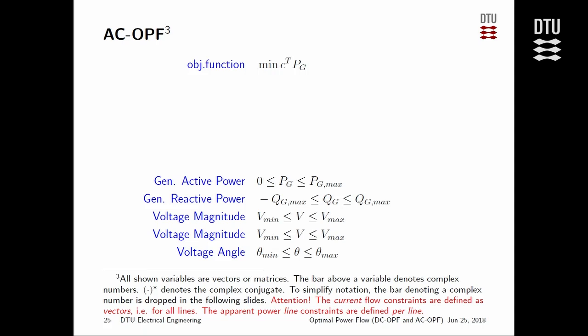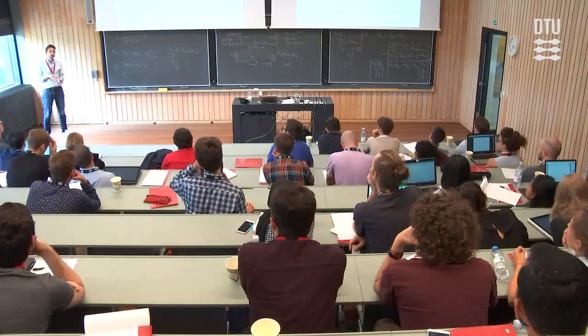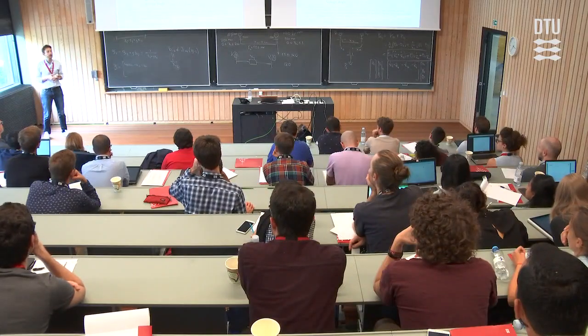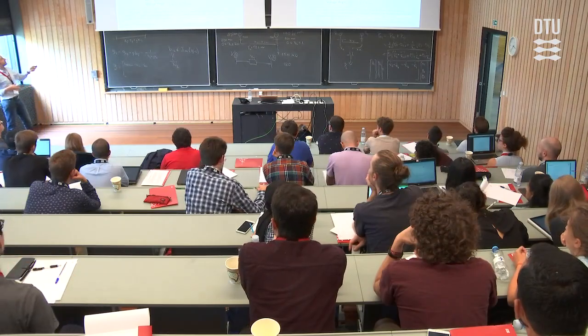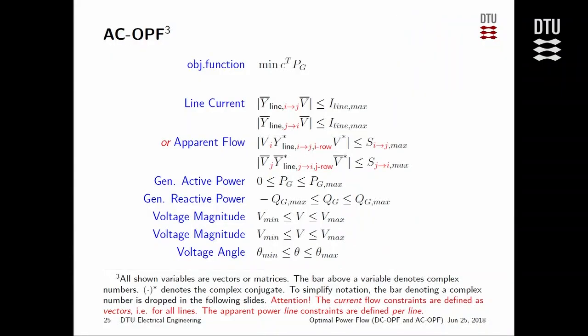So what are we missing? Line flow constraints and nodal power balance. So line flow constraints. If we have line currents, then it's the line admittance matrix, and I'm going to spend some time discussing that, times the voltage. This is Y times V, right? Admittance times voltage equals current. This must be less than the line limit.